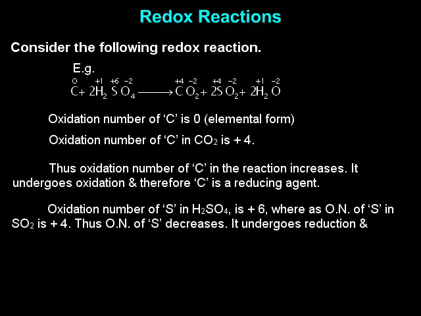Oxidation number of S in H2SO4 is plus 6, whereas oxidation number of S in SO2 is plus 4. Thus, the oxidation number of S decreases. It undergoes reduction and therefore S in H2SO4 is an oxidizing agent.